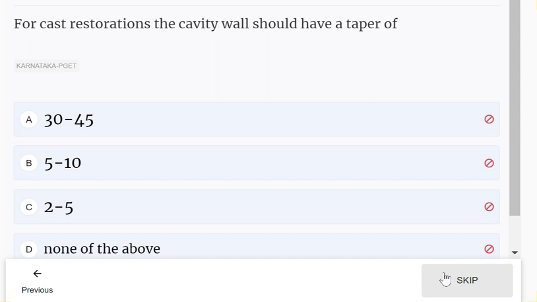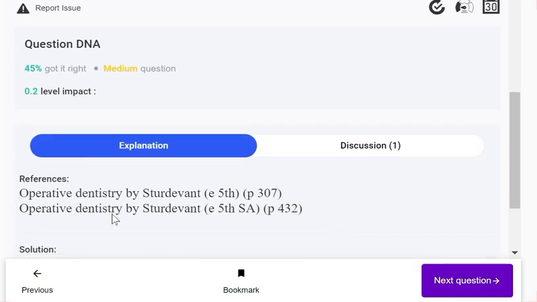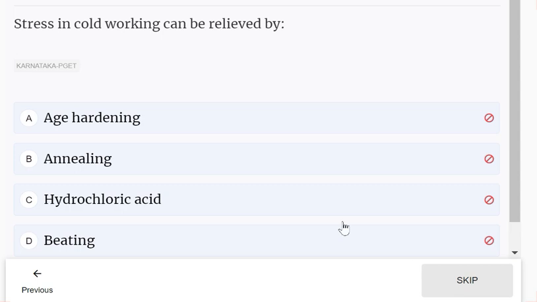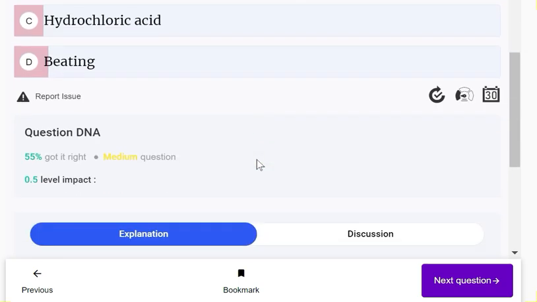For cast restorations, the cavity wall should have a taper of 2 to 5 degrees. Only taper should be there. Stress in cold working can be relieved by hardening, annealing, hydrochloric acid or beating. It can be reduced by annealing.